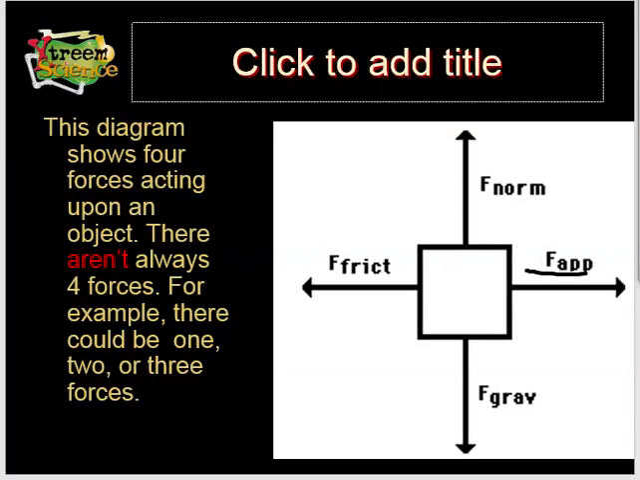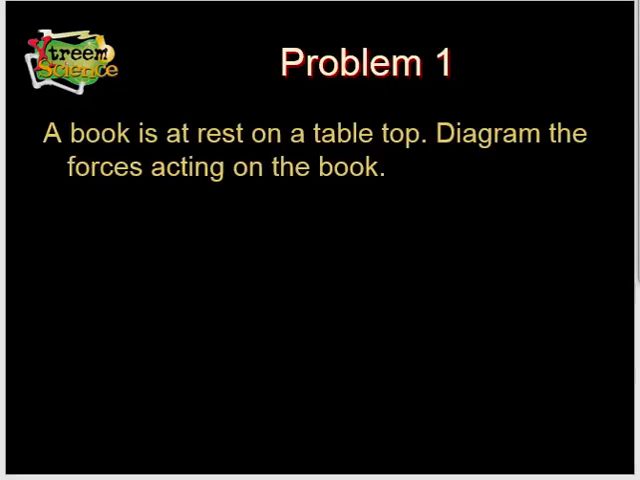Okay? So this one's showing you that you have 4 forces acting on it. There's no rule. That's all this one's saying. Put as many forces on the object as you want. There could be 1, 2, 3, 4. There could be 0. If it's in the middle of outer space, there's no forces acting on it. So here we go. Let's try a couple problems together.